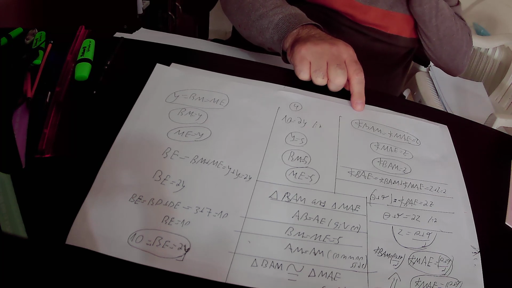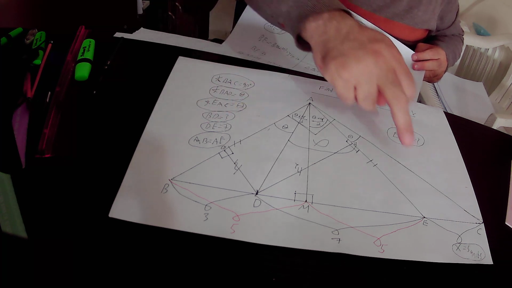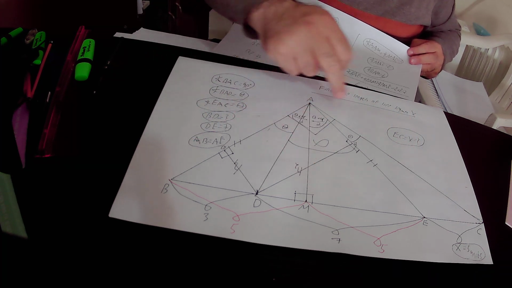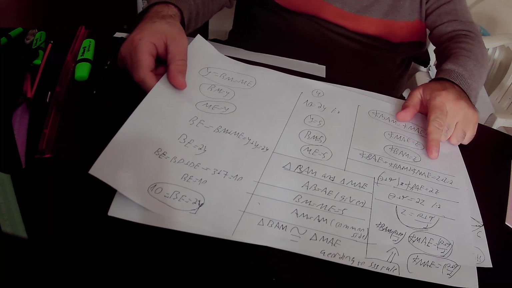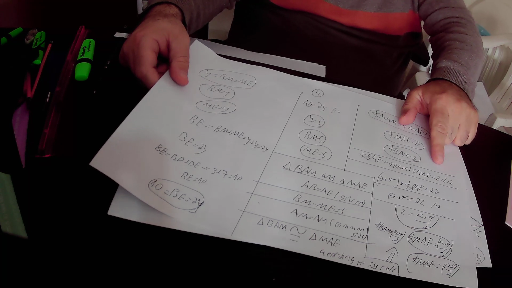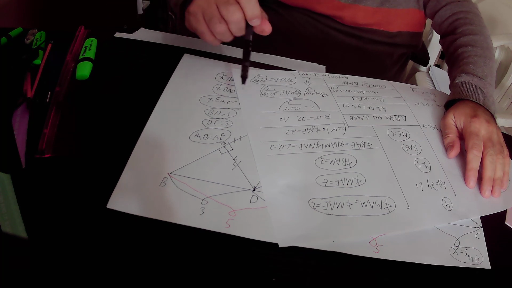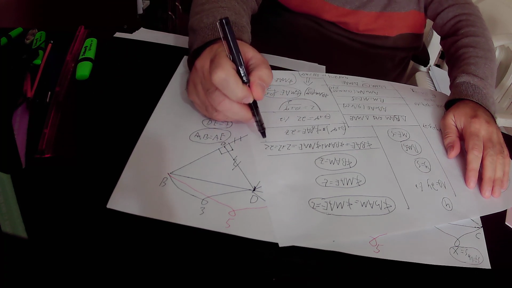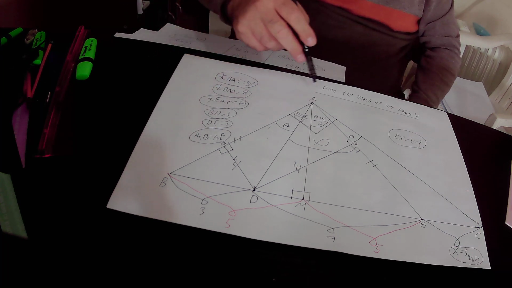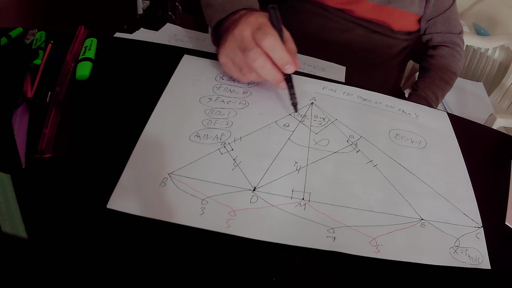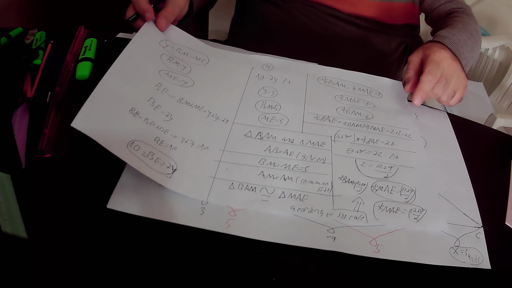Okay, so what is the value of angle BAE? From one side, angle BAE equals angle BAM plus angle MAE, that is z plus z, that is 2z. So from one side, angle BAE equals 2z. But from the other side, from the drawing, you can see that angle BAE is equal to theta plus alpha. So from the other side, angle BAE equals theta plus alpha.